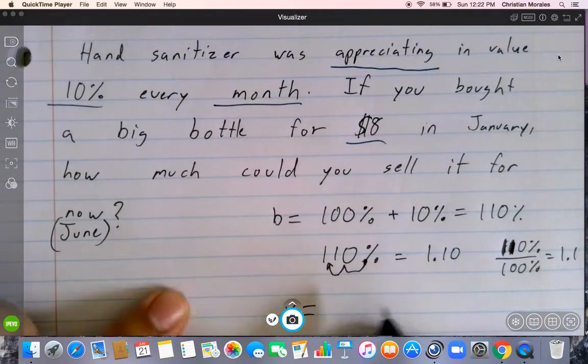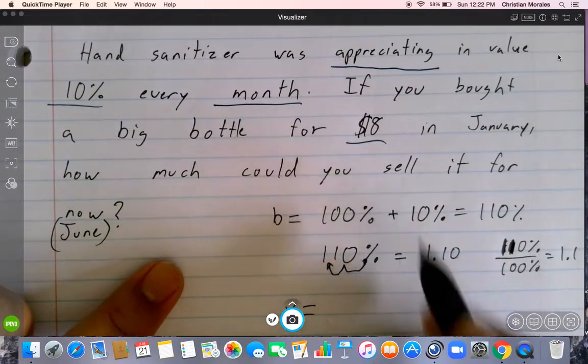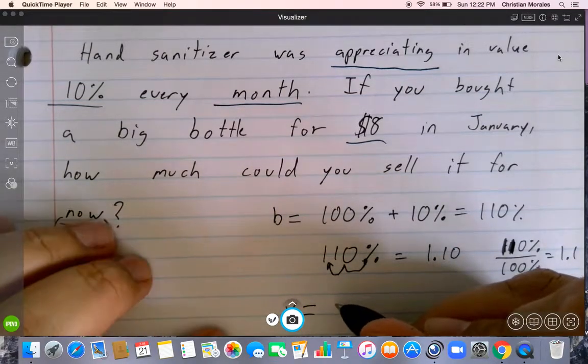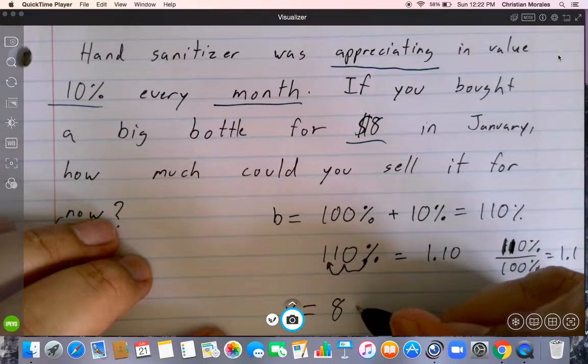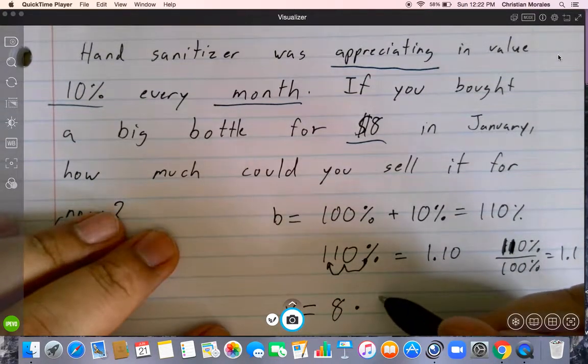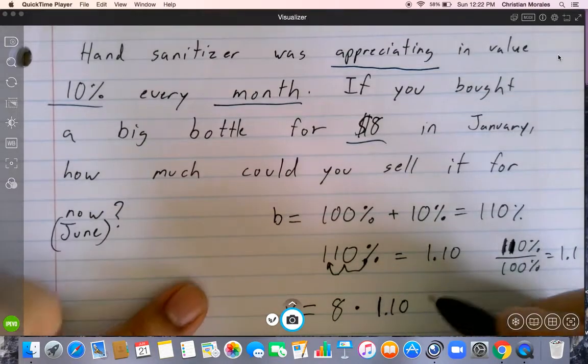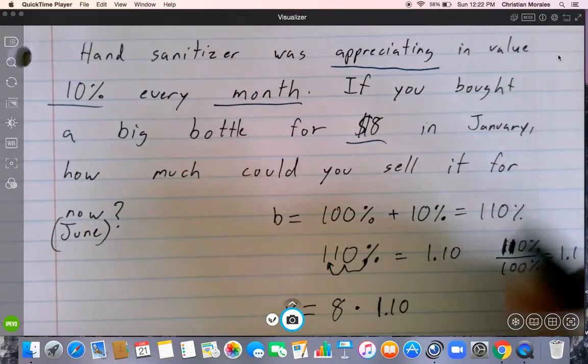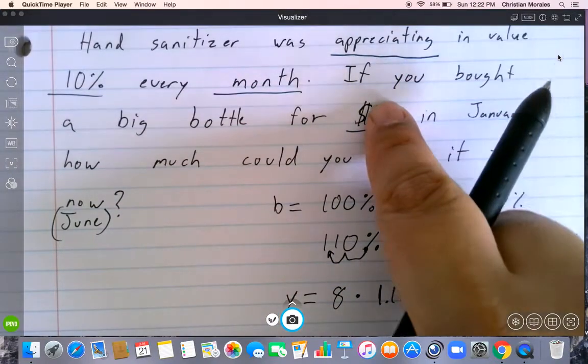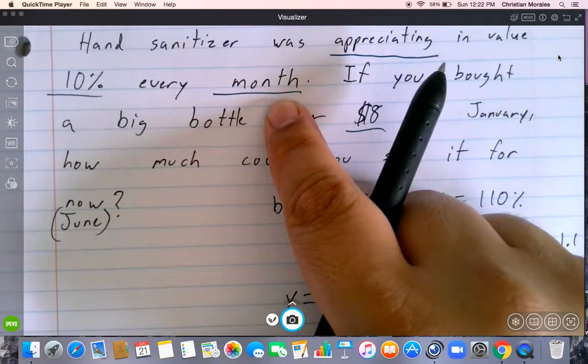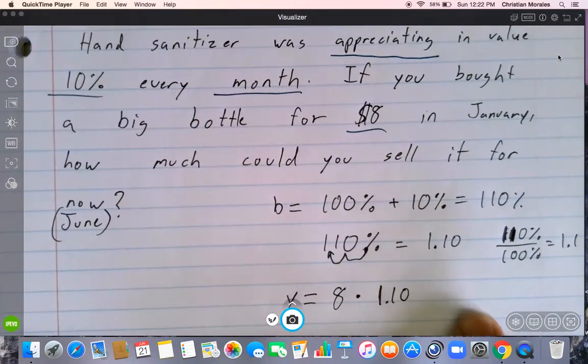Y equals A. How much did you pay for it? $8 at the beginning. What is our multiplier? 1.10 or 1.1, up to you. X. Now, X is your time frame. Your time frame was every month. For how many months though? Because I'm not just going to plug in one.